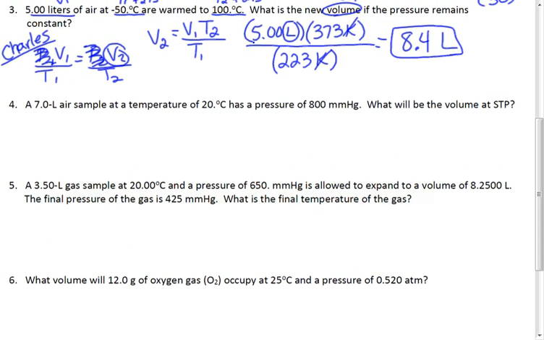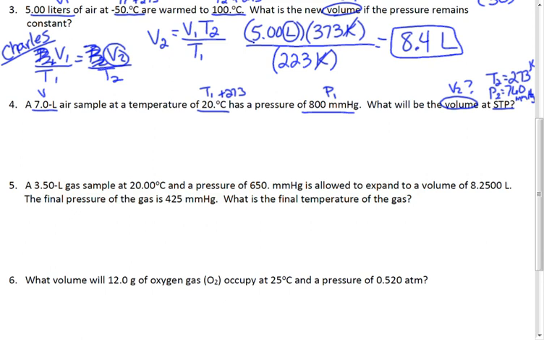Number 4, we have a 7.0 liter air sample, that's volume. It is at a temperature of 20, pressure of 800 millimeters of mercury. What will be the volume? So V2 is what we're trying to find at STP, which means that our second temperature, if we keep it in Kelvin, will be our 0 degrees Celsius, so 273 Kelvin. And then our second pressure is 1 atmosphere for STP, but it's in millimeters of mercury on the other side, so we're going to put 760 millimeters of mercury.